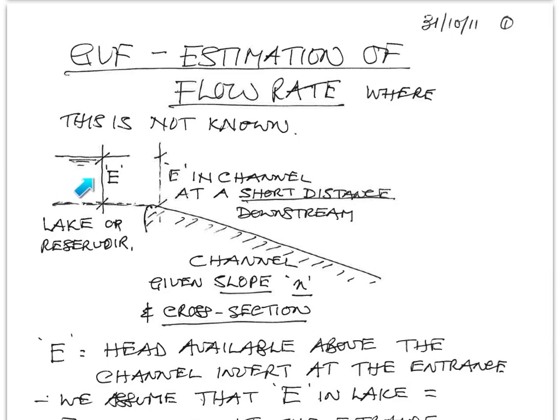If we assume the velocity in the lake or reservoir is very small, then E is equal to just the physical head above the invert to the channel here. And if we make an assumption that the losses as the flow enters the channel are very small, and we go a short distance downstream, and we ignore the slope of the channel, which we've obviously drawn in a rather exaggerated manner here, then E downstream a short distance is effectively the same as E here. So we can look at this section here and form some conclusions about what happened.